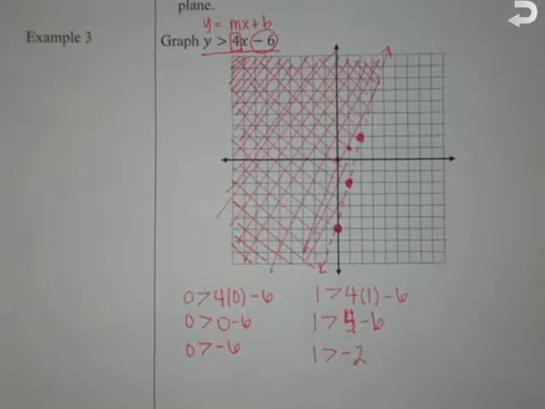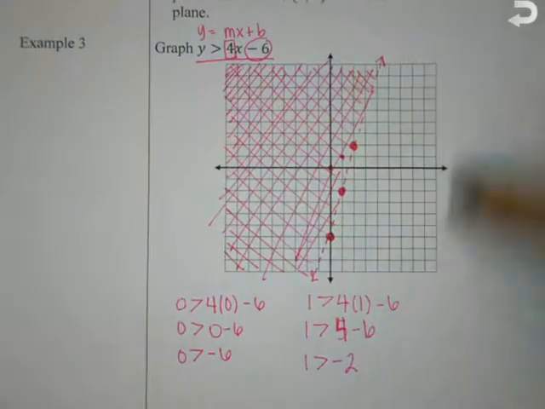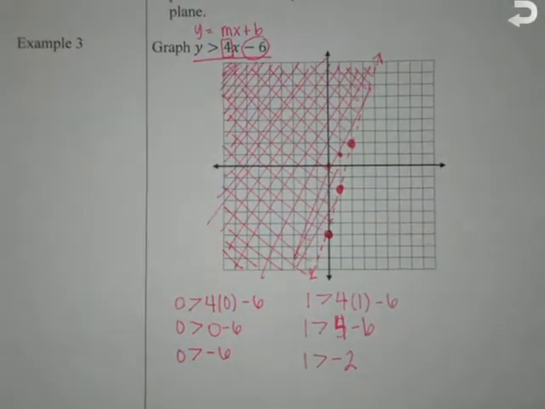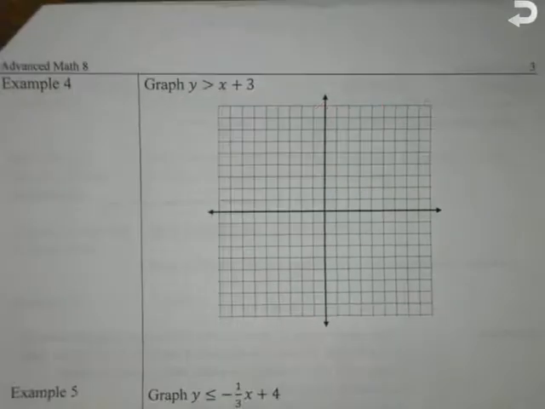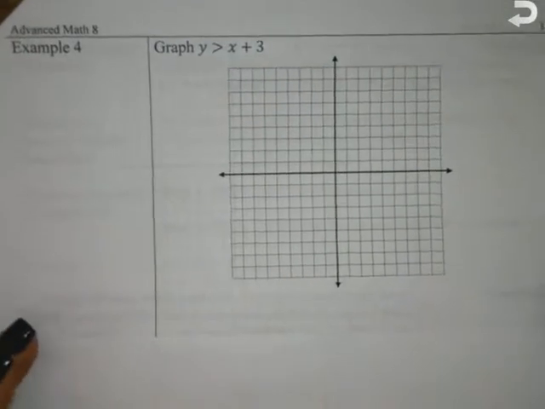Does that make sense? So if 0, 0 did not work, that means that we would have had to shade the other half. We just pick 0, 0 because it's in the middle and it's easy to plug in. Okay? So example 4, I have y is greater than x plus 3. This one is also in slope-intercept form.